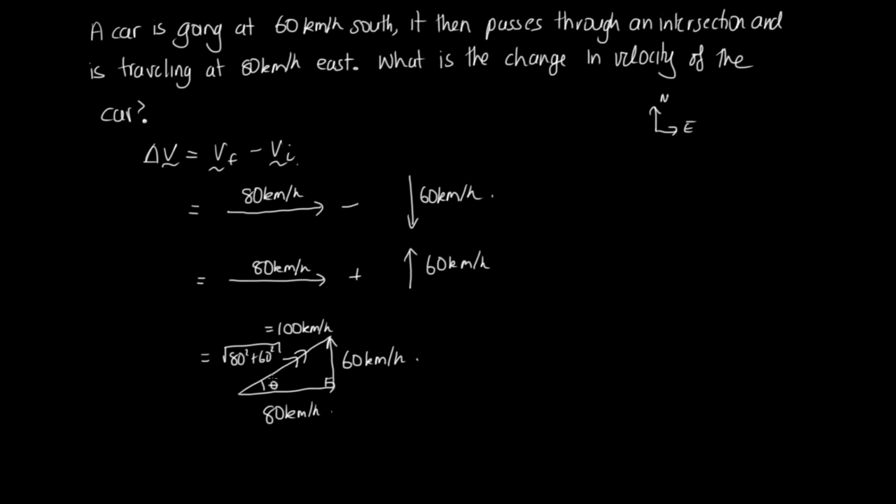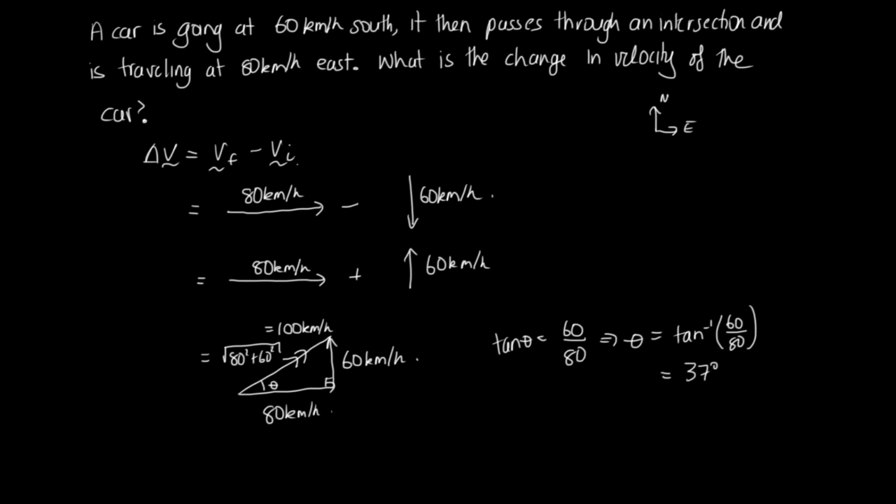So that just leaves us this angle here to work out. With this angle, we've got the opposite side and the adjacent side. So we can use tan theta is equal to opposite, which is 60, over adjacent, which is 80. So this tells us that theta is equal to the inverse tan of 60 on 80, which is equal to 37 degrees.